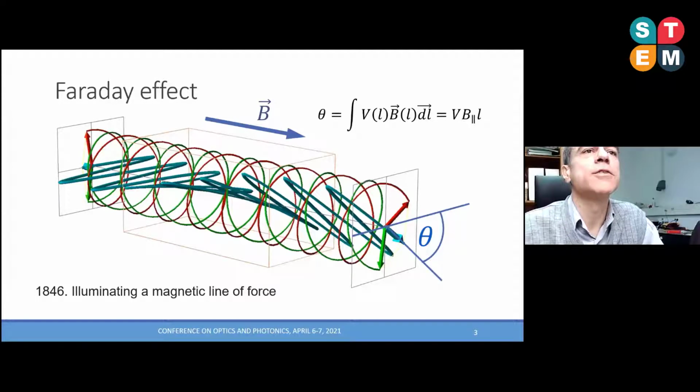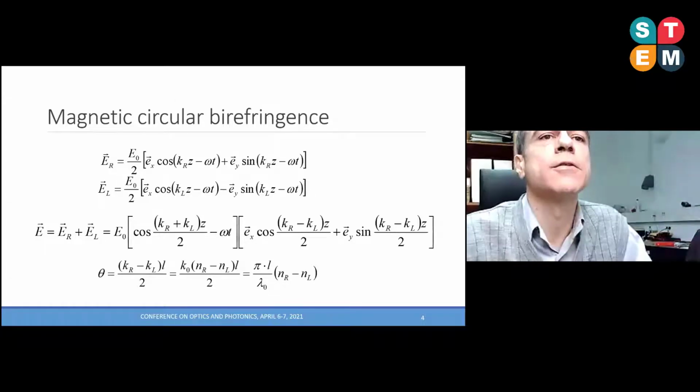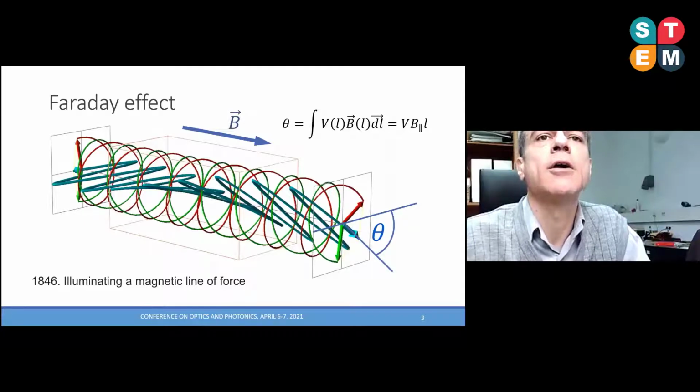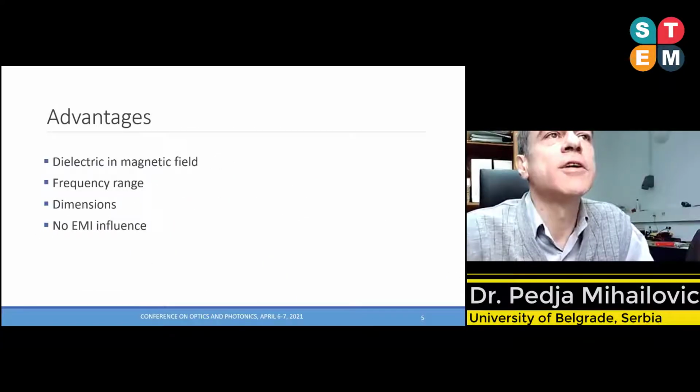Today, we like to think of it as magnetic circular birefringence, since it's always proportional to the difference in indexes of refraction of right and left circularly polarized modes. And you can see here that different velocities of circular modes through the Faraday crystal are the cause of this Faraday rotation. So if you can measure this Faraday angle, you can measure the magnetic field or the current that is inducing this field. So should we measure magnetic field in this way?